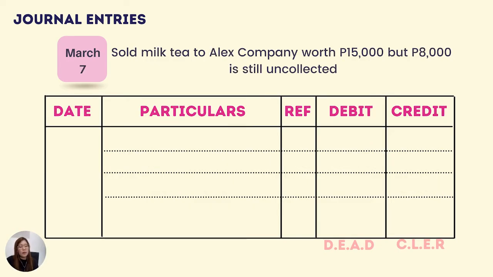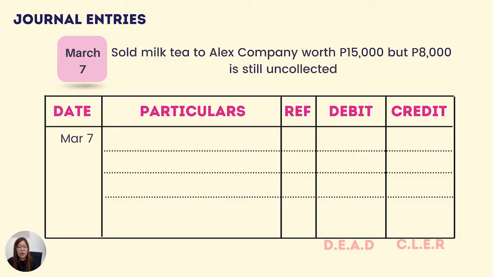So, on March 7, sold milk tea to Alex Company worth 15,000 but 8,000 is still uncollected. So, nagbenta daw tayo ng milk tea kay Alex Company for 15,000 pero yung 8,000 daw, hindi pa daw nila binabayaran. So, first, let's put the date and let's figure out what are the affected accounts.